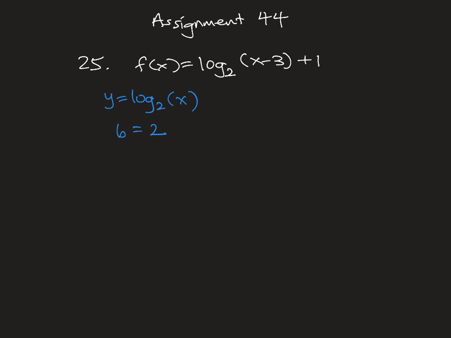Number 25. We want to graph f of x equals the log base 2 of x minus 3, plus 1. All right, so our base graph, the parent graph, is y equals the log base 2 of x. So that's a graph that has a base of 2. So our parent points are (1, 0), (base 2, 1), and (reciprocal of base, negative 1).